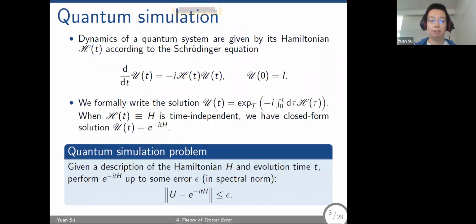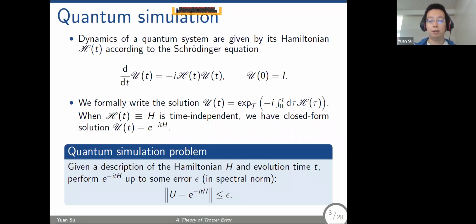In general, if this Hamiltonian is time dependent, then you don't have a closed form solution. In this case, we can formally represent the solution as a time ordered exponential, so we use this notation for the time ordered exponential. But in the special case where this Hamiltonian is time independent, then you actually have a nice closed form solution: e to the minus iHt, just a matrix exponential.